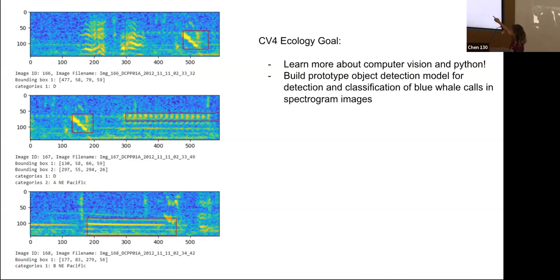That's this little downsweep squiggle in the top corner. And then that's often followed by a blue whale A call, which is associated with reproduction that only males make, and then also the blue whale B call, which is down at the bottom. I actually have some audio examples, so if anyone wants to hear these, then yeah. Cool, thank you.